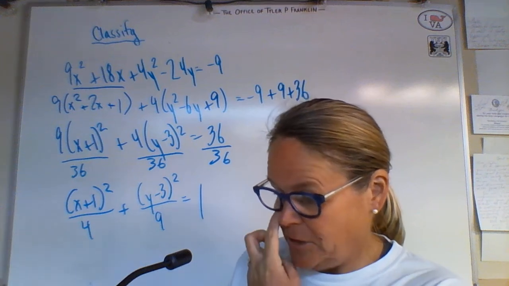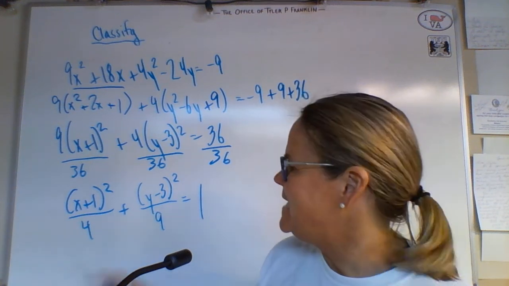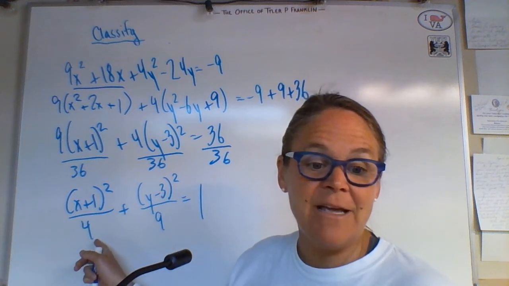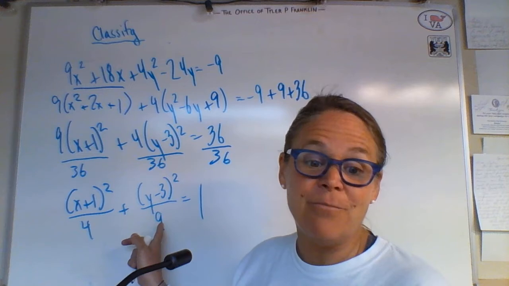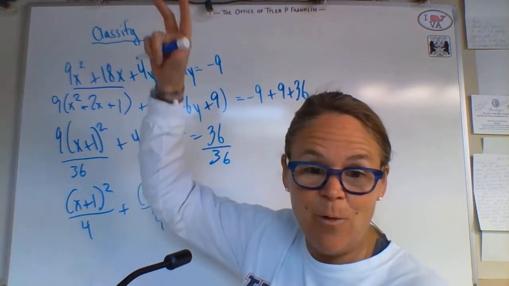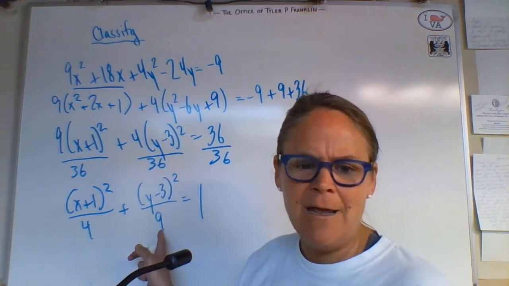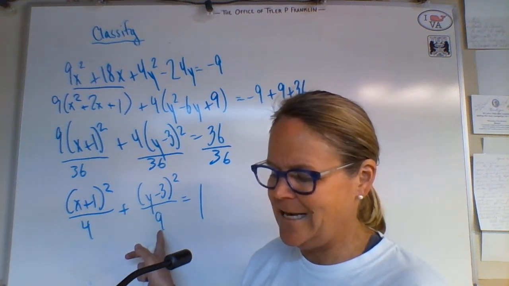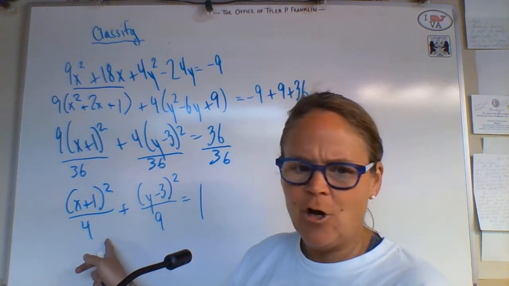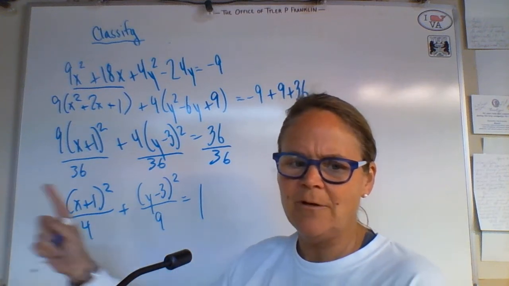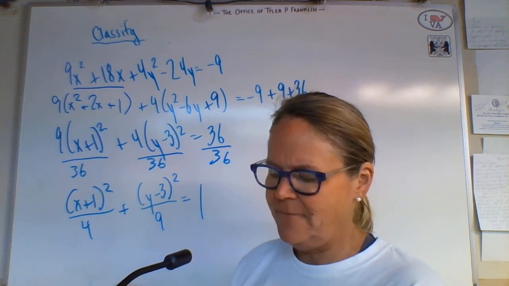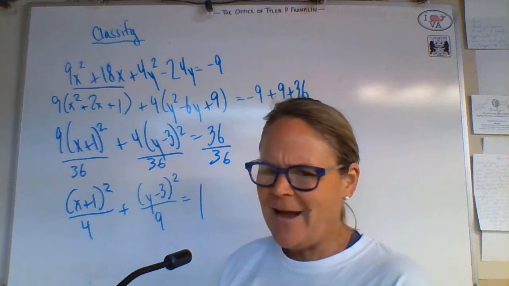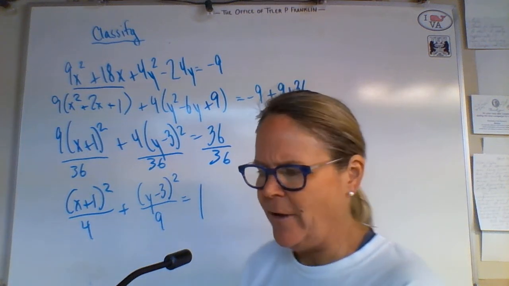I have an ellipse. My center is (-1, 3). Vertices are going to be, it's going to be bigger this way, so the vertices are 3 up and down from that, which would be (-1, 6) and (-1, 0). Co-vertices are 2 left and right, (-3, 3) and (1, 3). I'm not going to ask you for the foci of that, so don't worry about that.